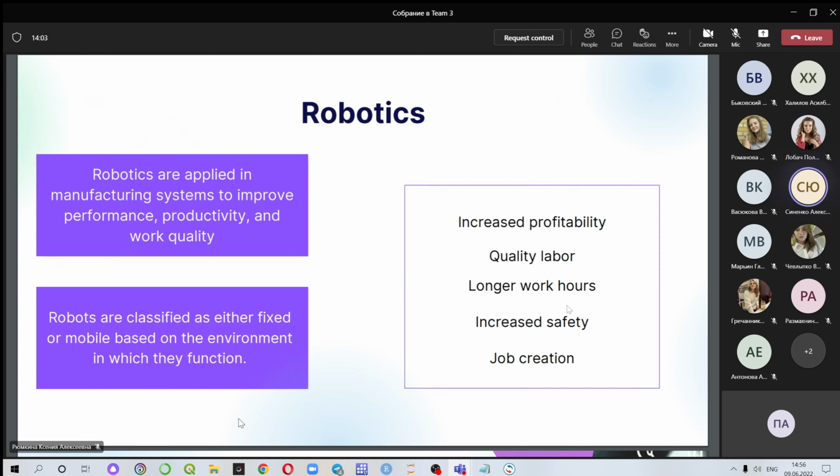The introduction of robot integration became a breakthrough innovation for manufacturing industries, automating tedious and difficult tasks. The use of robotics revolutionized the industry. Today, robotics are applied in manufacturing systems to improve performance, productivity, and work quality. Robots are classified as either fixed or mobile based on the environment in which they function. Since fixed robots are best suited in well-defined environments, they are most used in manufacturing. Mobile robots, on the other hand, are designed for ill-defined and changing environments, especially ones that involve humans and animals.